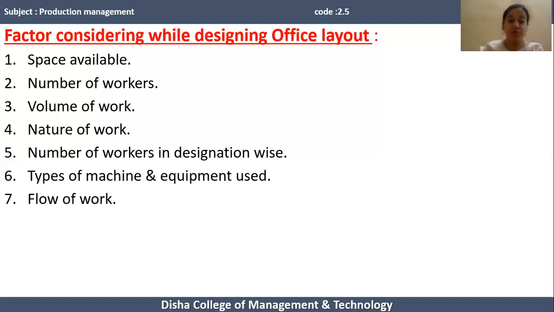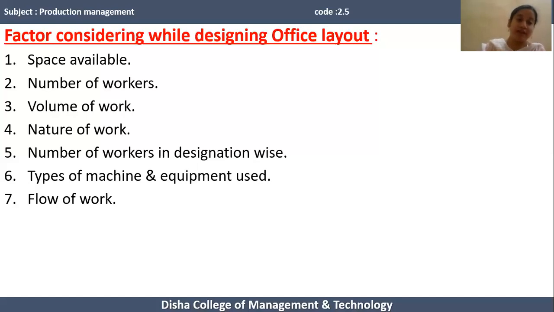Types of machines and equipment used. He has to consider various types of machines and equipment used in an office, so that he can arrange every equipment in a sequential manner. Take the example of computer and printer. The printer must be located near the computer, so that the office personnel can get easy printing, and can get the required paper easily.